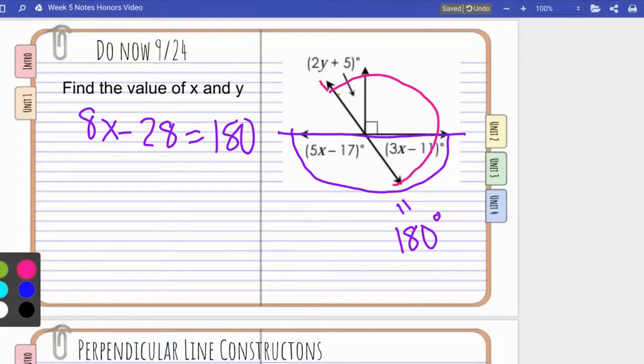Do you agree that those three angles add up to be 180? Where this angle is 90 degrees.